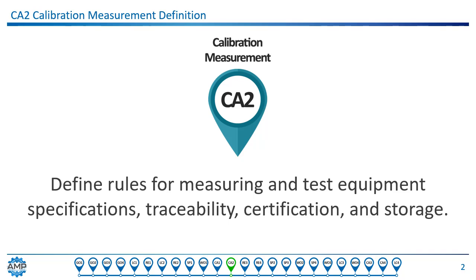Calibration measurement defines the rules for measuring and test equipment specifications, traceability, certification, and storage. Calibration measurement makes sure that we have the right measuring and test equipment for our processes in terms of accuracy and other technical specifications. We make sure that the MTE is traceable to an appropriate standard and prove that our MTE meets all necessary certifications and conformance requirements, and then make sure that we take care of our MTE by storing it properly.